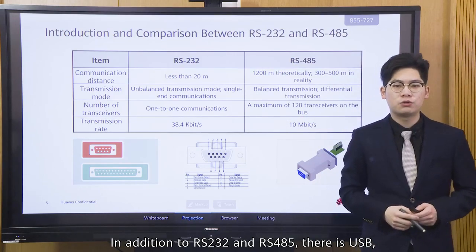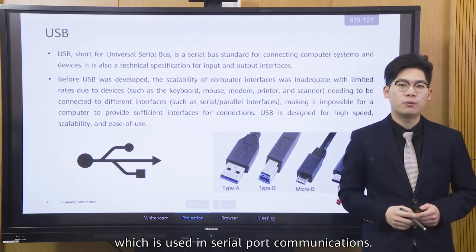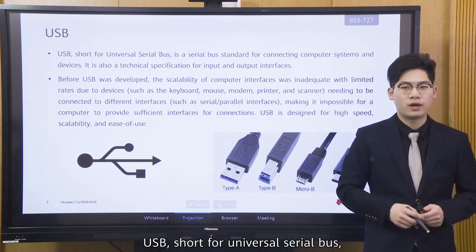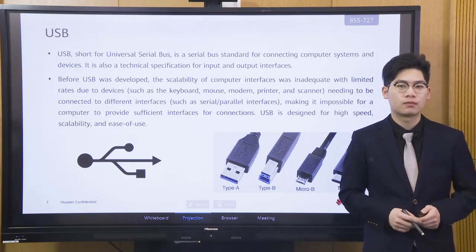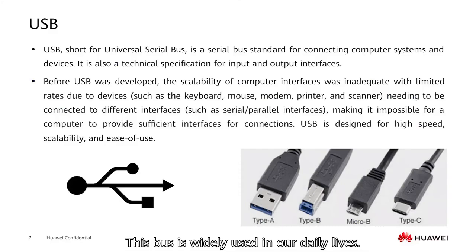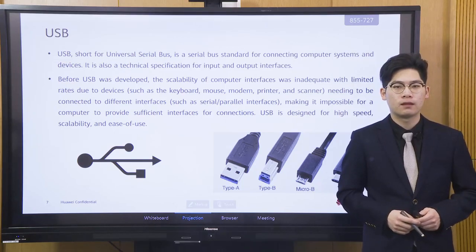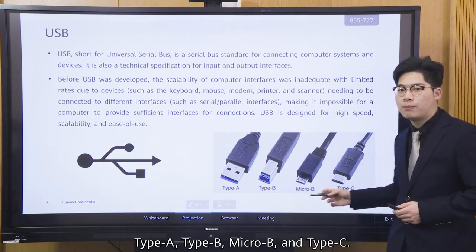In addition to RS-232 and RS-485, there is USB, which is used in serial port communications. USB, short for Universal Serial Bus, is used to connect external devices to computers. This bus is widely used in our daily lives. For example, the mouse, keyboard, printer, and mobile phone data cable all use USB. This technology is also widely used in the IoT. There are four types of USB ports: Type A, Type B, Micro B, and Type C.